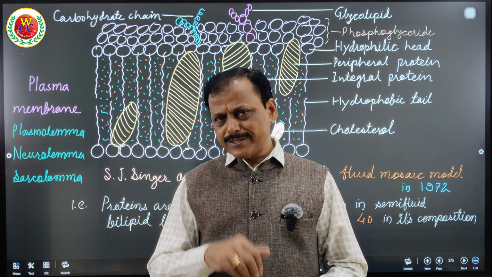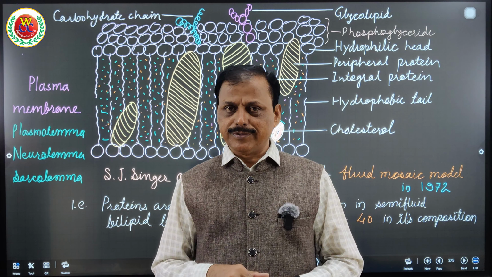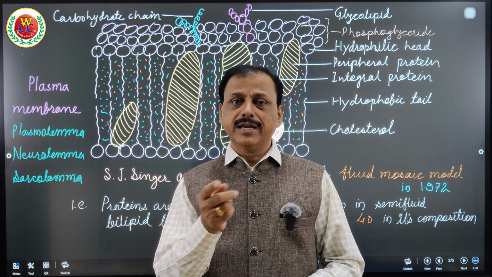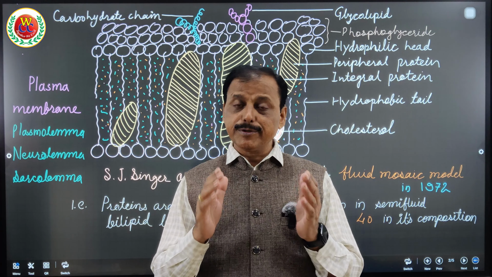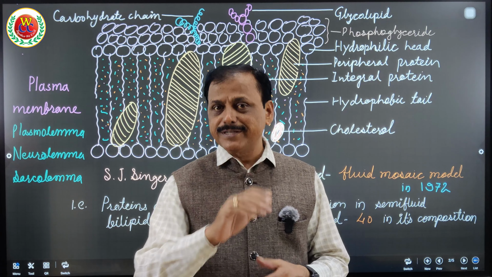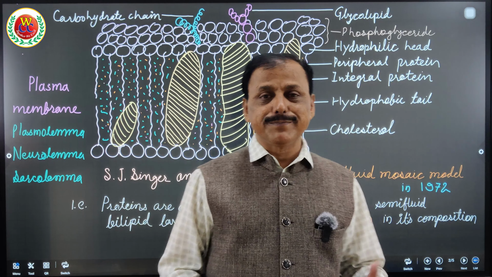Moreover, tonoplast is the term for the membrane around the vacuole, and there is a double membrane around the nucleus, mitochondria and chloroplast. They are made up of two membranes. That is also a peculiar character. But all these membranes are made up of lipid and protein.